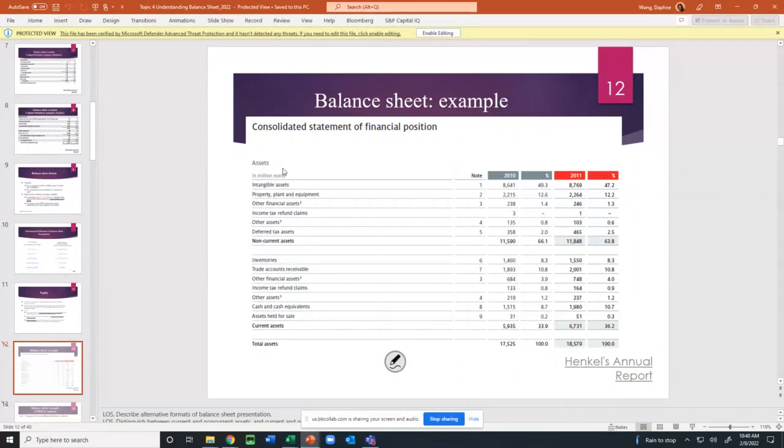Okay, so total assets are 100%. You can see the current asset represents 33.9% of the total asset, and fixed asset accounts for 66.1%. So this is common size balance sheet presentation. You put the total asset at 100, so you can compare the year over year change. Did you see any major change from this example?